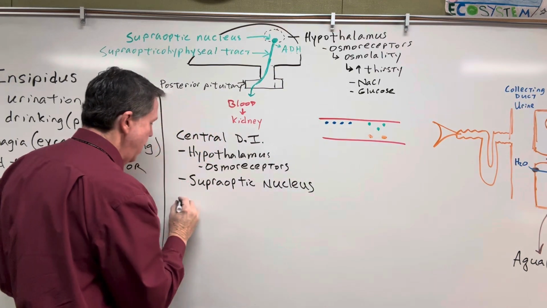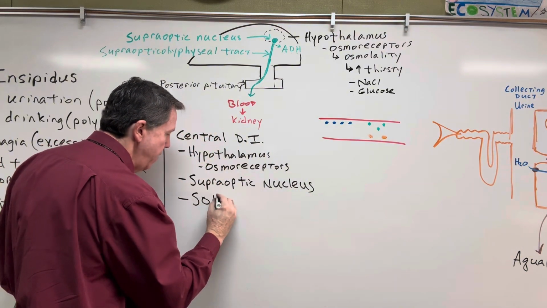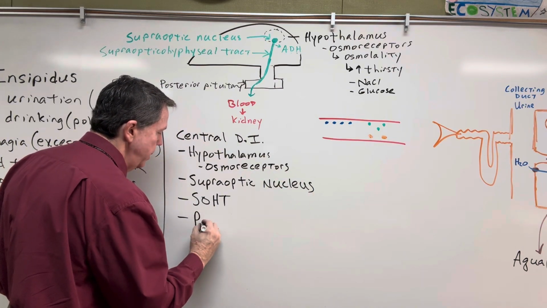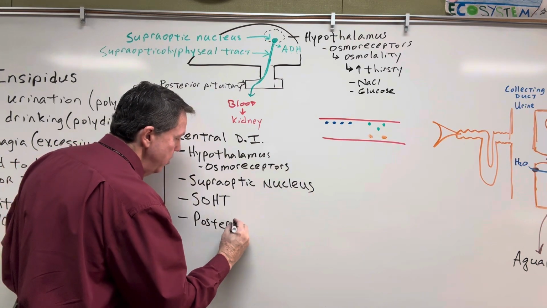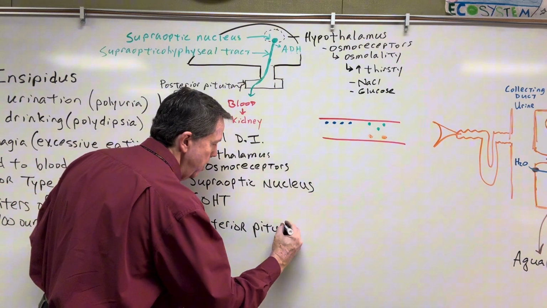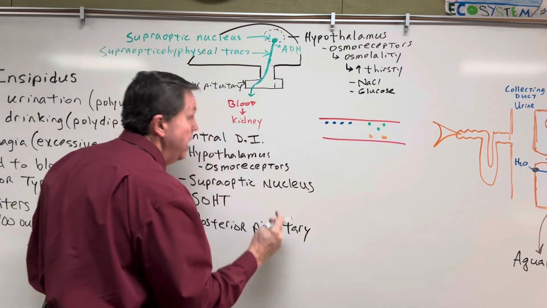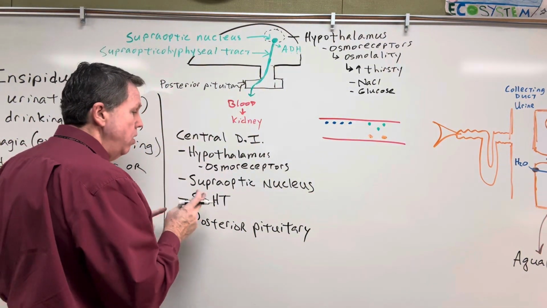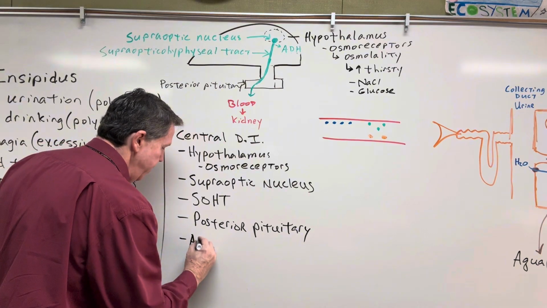There could be a problem with the supraoptic hypophyseal tract. There could also be a problem with the posterior pituitary. So what's happening here is either we're not making ADH or we're not getting it out of the brain. So ADH is not getting into the blood.